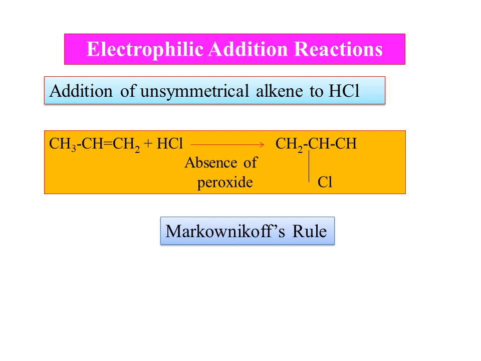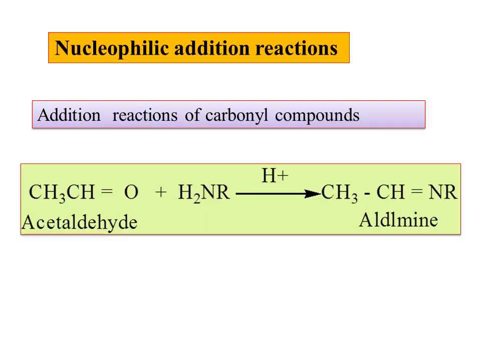But in the absence of peroxide, the reaction takes place as an electrophilic addition, where heterolytic cleavage takes place. This is an example for addition reaction. Similarly, consider nucleophilic addition reaction. When acetaldehyde undergoes reaction with amines, you are going to get an aldamine. This is an example for nucleophilic addition reaction. Here also the reaction takes place in acidic medium. So NH2R gets converted into R plus and NH2 minus. NH2 minus will go and attack the carbonyl carbon of the acetaldehyde to form the aldamine.